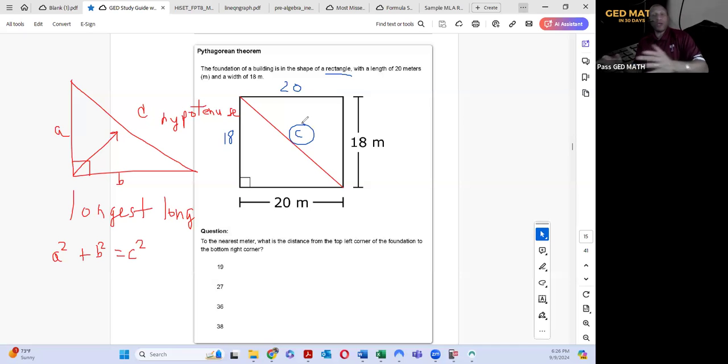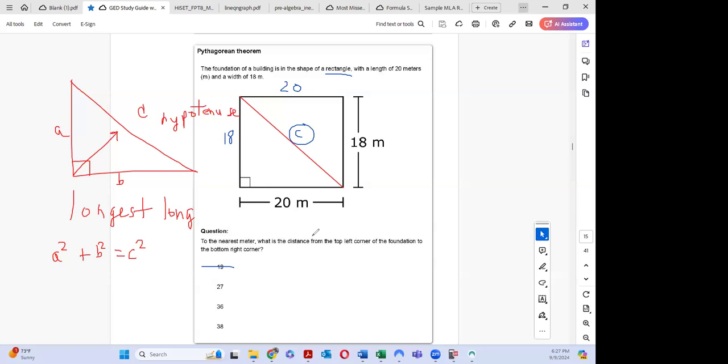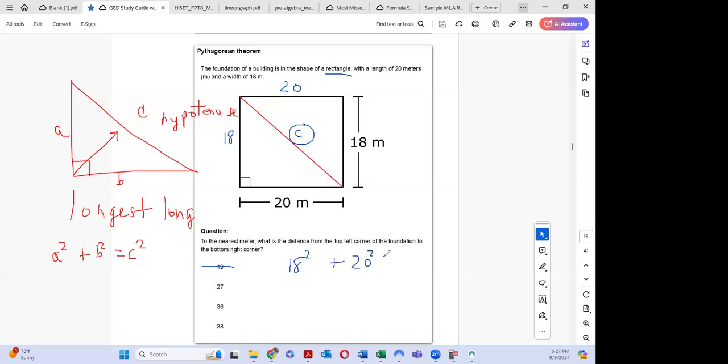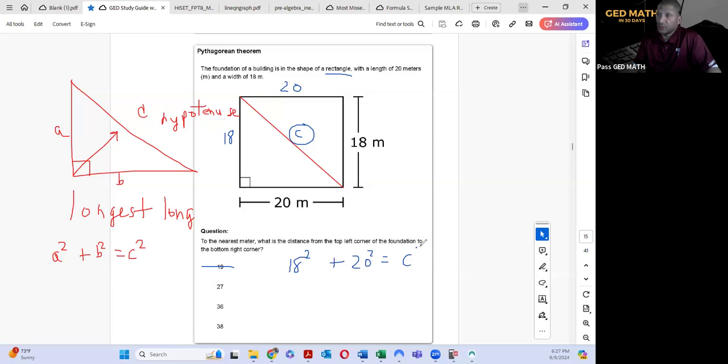Right away, what you should know is that if my legs are 18 and 20, then my hypotenuse must be larger than 20. So I know it's not 19. They added these up, 18 plus 20, 38. That's why they have 38. But that's not what we need to do. So remember, A is 18, so we have 18 squared plus B is 20, 20 squared, equals C squared.